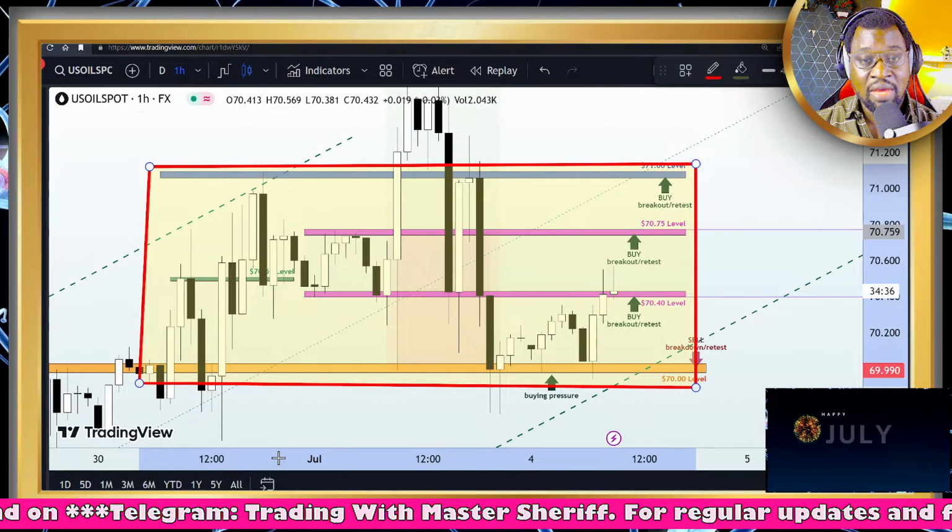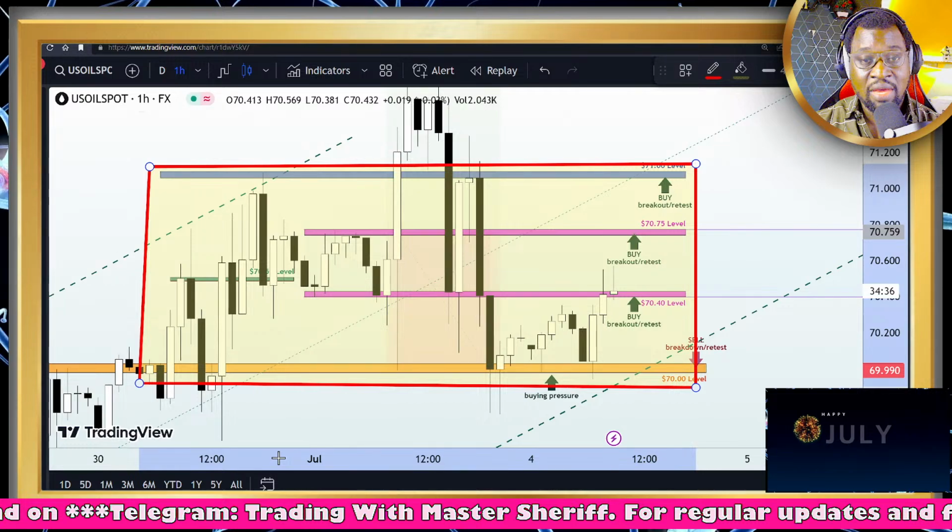Remember, price remains above our key level. And for the fact that price action has been finding buying pressure around this area, which also shares a confluence with an ascending trend line, let me call it the support line of the ascending channel, I'm of the opinion that buying above this area will make a whole lot of sense.